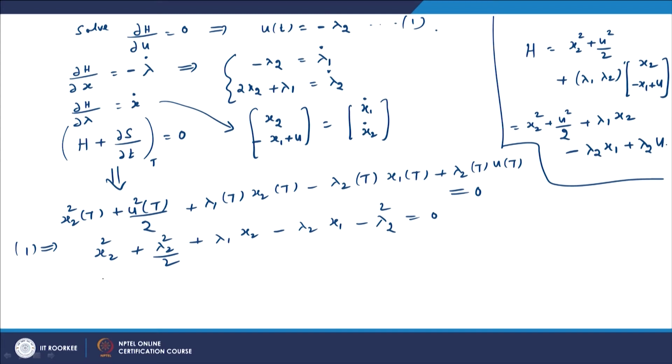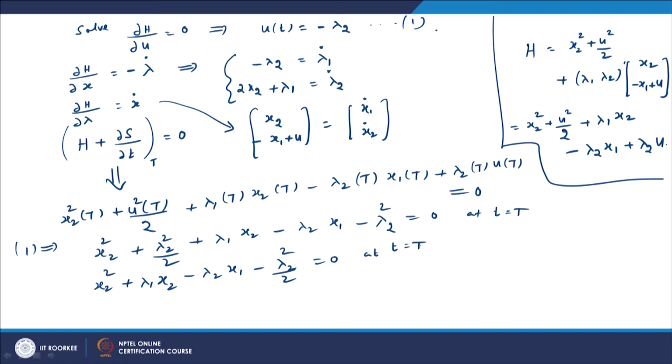So, the condition is this is at t, everywhere we do not write capital T. So, we can write like this. So, we have x2 square plus lambda 1 x2 minus lambda 2 x1, and these two combined we get lambda 2 square by 2, equal to 0 at t equal to capital T. So, this is the condition on capital T.